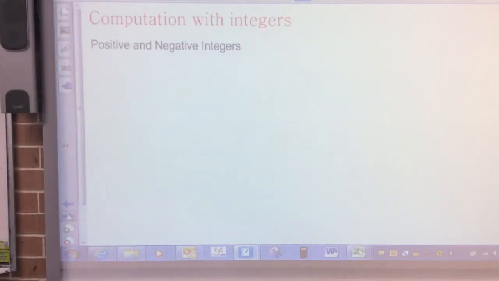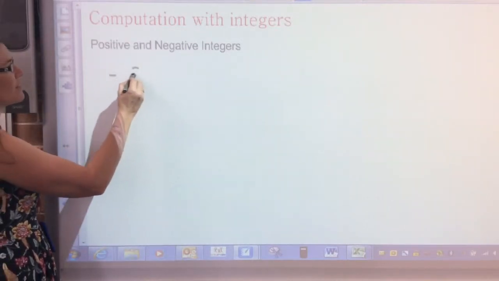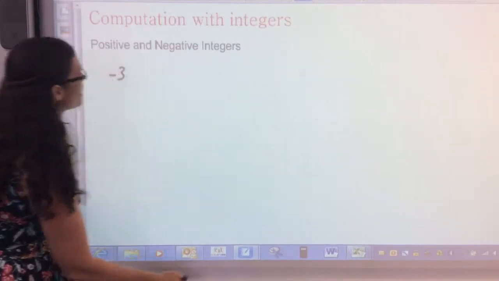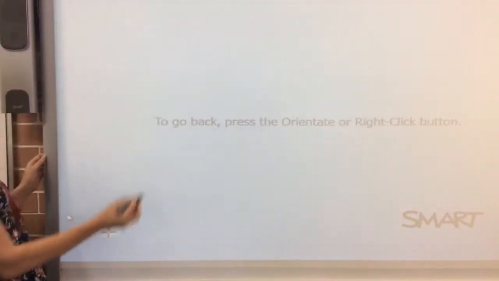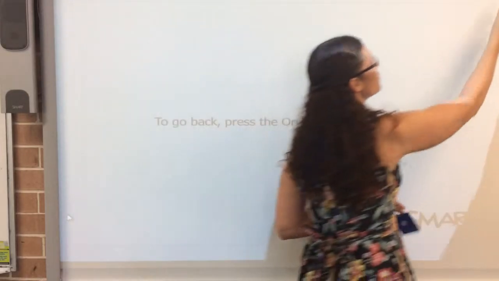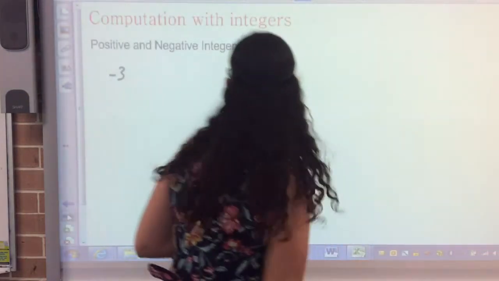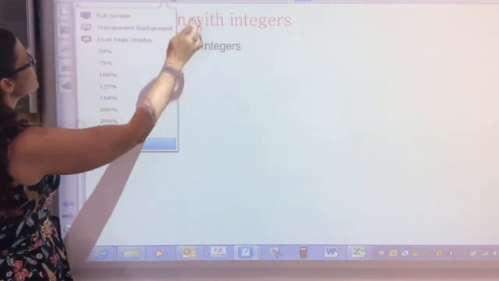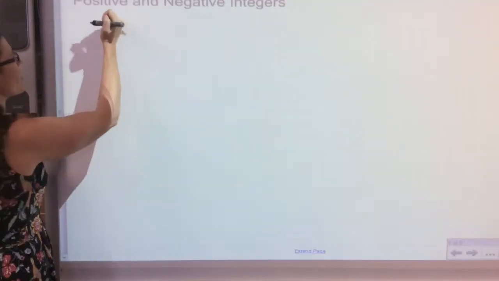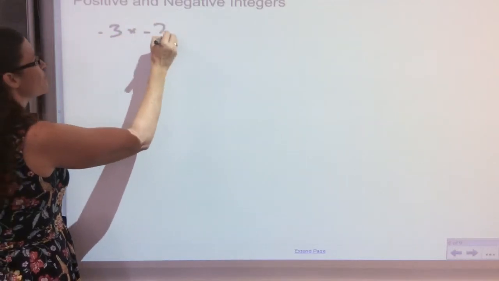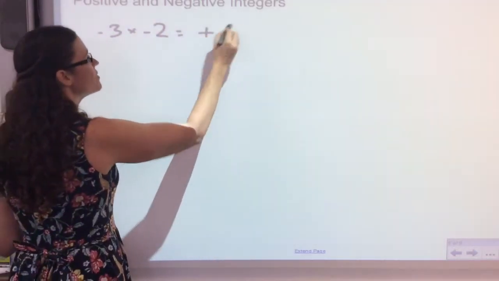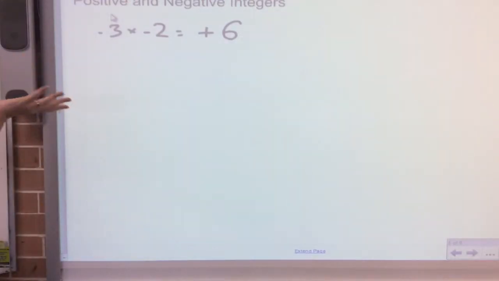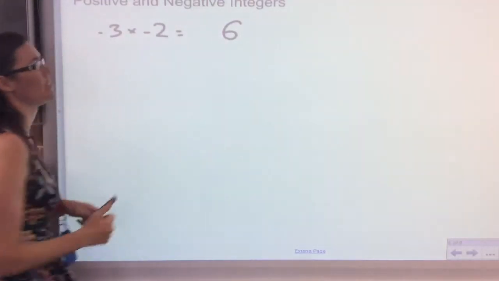We're just going to quickly remind ourselves what the rules are when we start doing operations with positives and negatives. So, for example, if I had negative 3 times a negative 2, what is the rule for a negative times a negative? Positive. It will give me a positive answer. Negative 3 times a negative 2 would give me a positive 6. Do I need to write the positive? No. If it's a positive number, we don't write it.